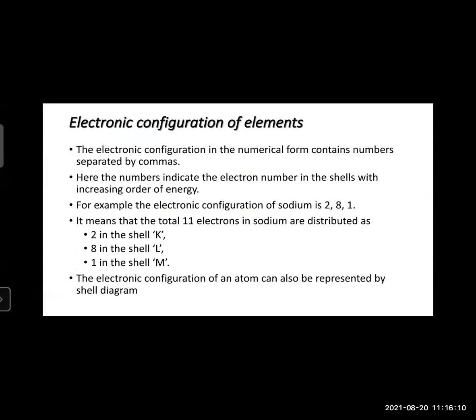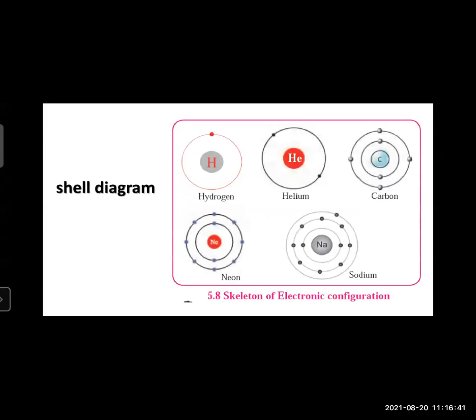For example, the electronic configuration of sodium is 2, 8, 1. It means that the total 11 electrons in sodium are distributed as 2 electrons in shell K, 8 electrons in shell L, and 1 electron in shell M. So the electronic configuration of an atom can also be represented by a shell diagram.